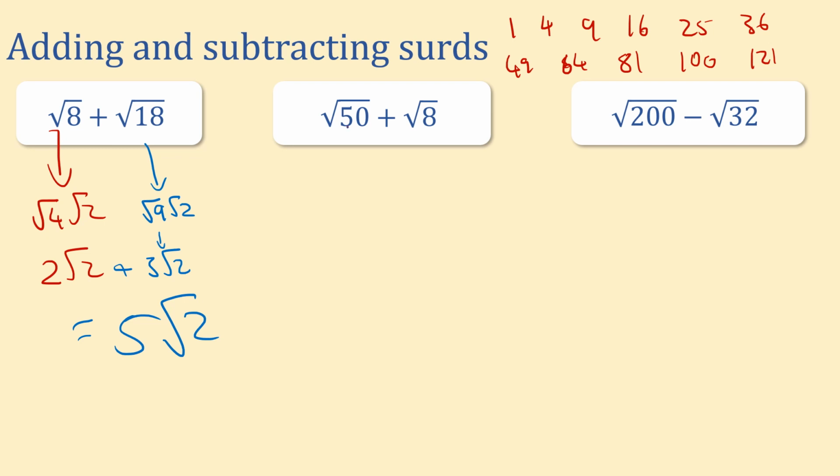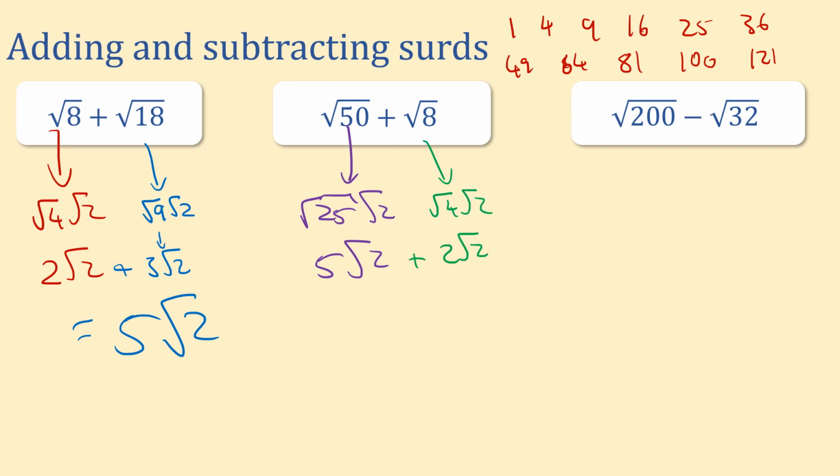So 50 breaks down into root 25 times root 2. Root 25 is just 5, so that's 5 root 2. Same drill for root 8. We've just done this, but it's root 4 times root 2. Root 4 is 2, so it's 2 root 2. I'm adding these, so this time I've got 7 lots of root 2 in total.